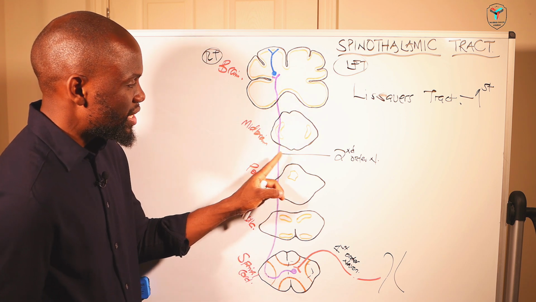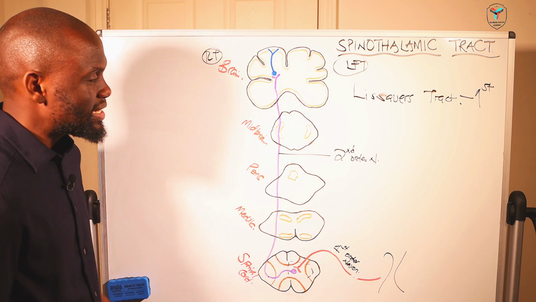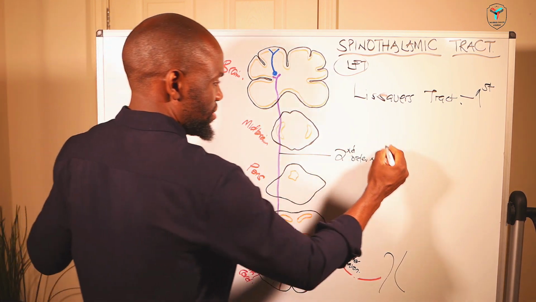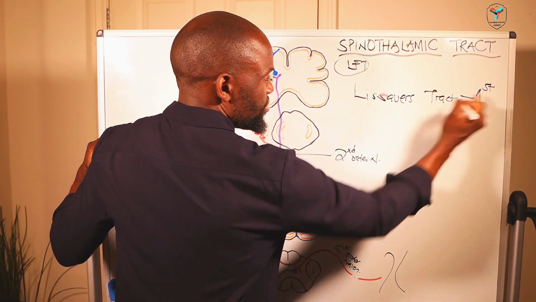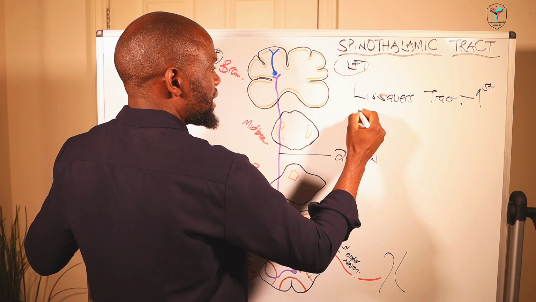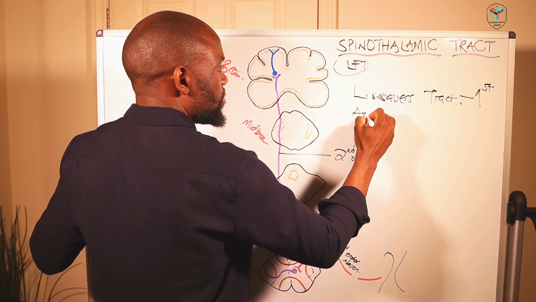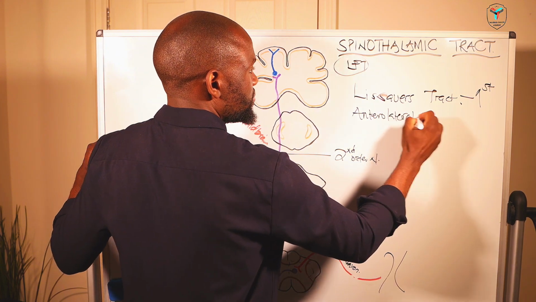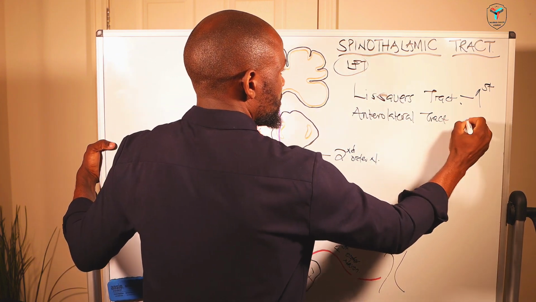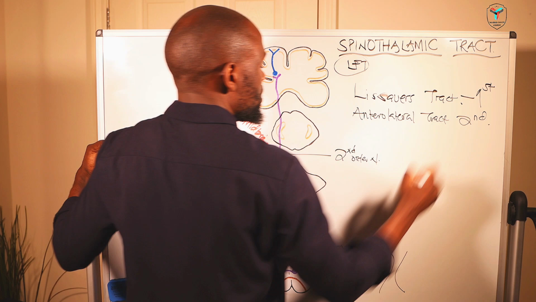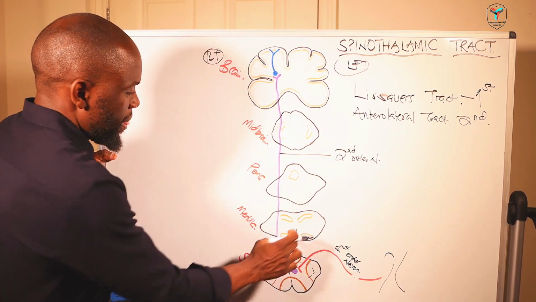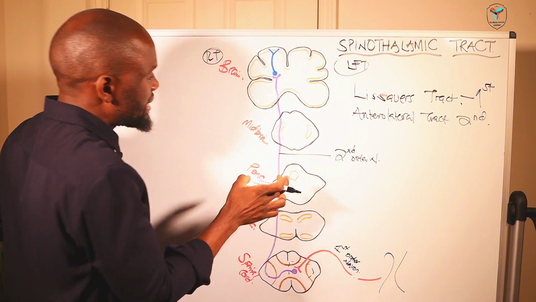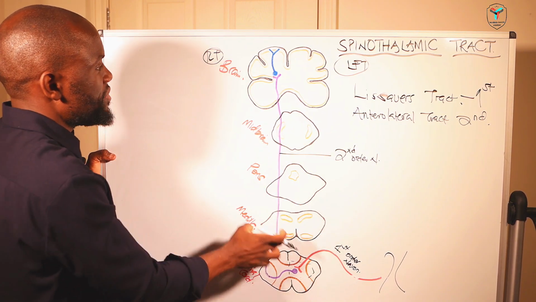Now the second order neurons here are the ones that are going to travel in the anterolateral tract. So the first order neurons are traveling in the Lissauer's tract, and then the second order neuron will travel in the anterolateral tract. So you have that anterolateral tract for your second order neuron. They are usually traveling in the same pathway indistinctively, and that is why sometimes they are referred to as just being one tract.